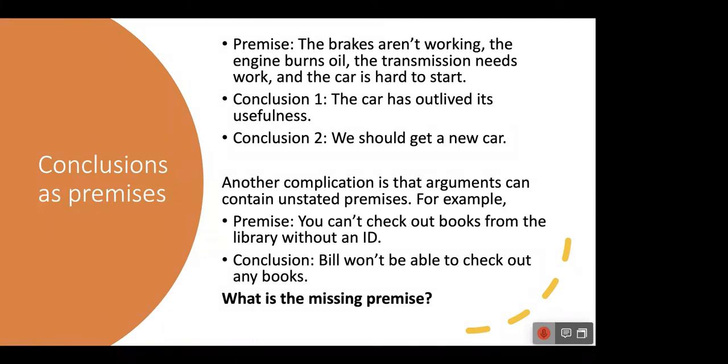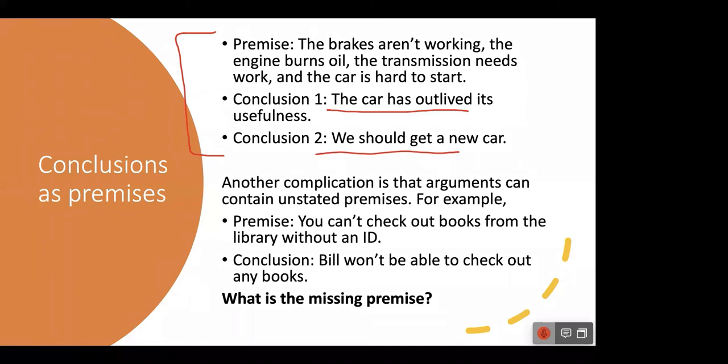So again, conclusions as premises. In this example, we have the brakes aren't working, the engine burns oil, the transmission needs work, and the car is hard to start. So actually, these premises serve for two conclusions: the car has outlived its usefulness, and we should get a new car. So this conclusion serves as a premise for this conclusion.